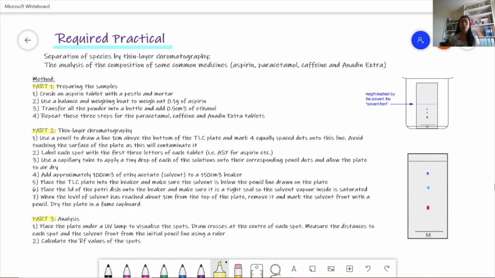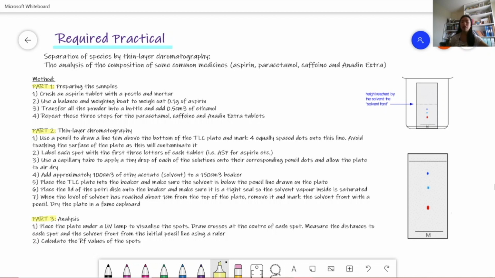So now we're going to look at a required practical, and it's the separation of species by thin layer chromatography. So we're going to look at the analysis of the composition of some common medicines. So we're going to be looking at aspirin, paracetamol, caffeine, and Anadin Extra. So the method comes in 3 parts, and the first part is preparing the samples.